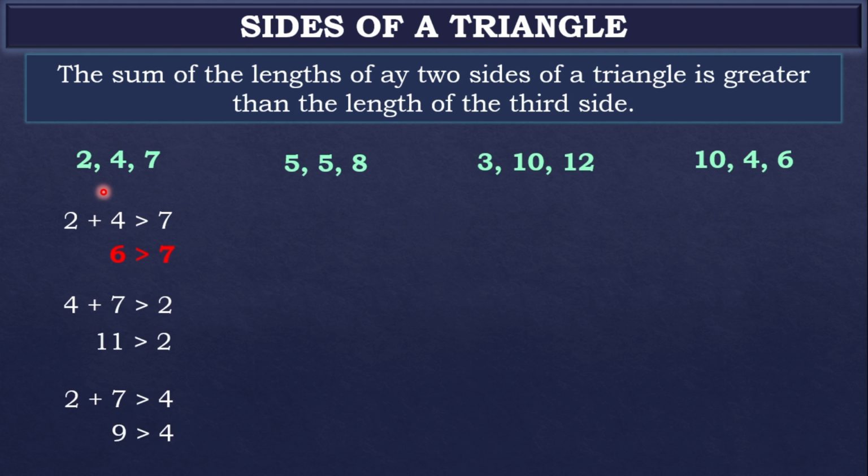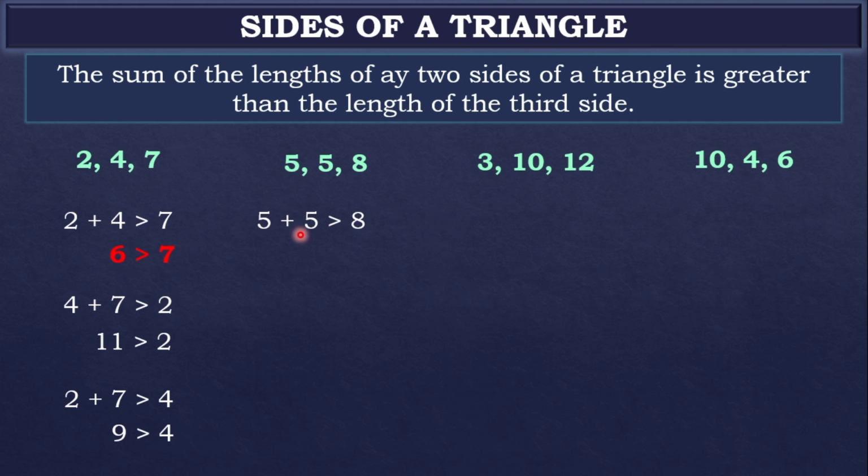Kahit pa mag-true yan sa iba, i-add mo si 4, 7, 11, which is greater than 2. And then, i-add mo si 2 plus 7, 9, which is greater than 4. Kahit mag-true ito, kung may isang false dyan, hindi po siya makakabuo ng triangle. So, these measurements of the lengths of a triangle cannot form a triangle.